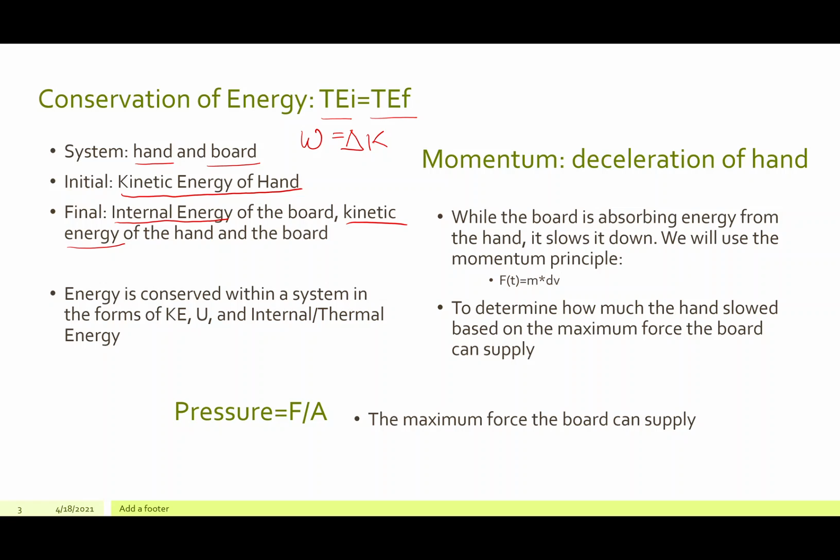The momentum principle is necessary so that we can use the maximum force applied by the board to figure out the change in kinetic energy of my hand as a part of the energy analysis. While the board is absorbing energy from my hand, it slows it down, and we use the momentum principle and the force supplied by the board to determine how much my hand slows down based on the maximum force the board can supply. This is why we need to know what pressure is, or force over area. We use the pressure rating of the wood to determine the maximum force that the board can supply, decelerating my hand.